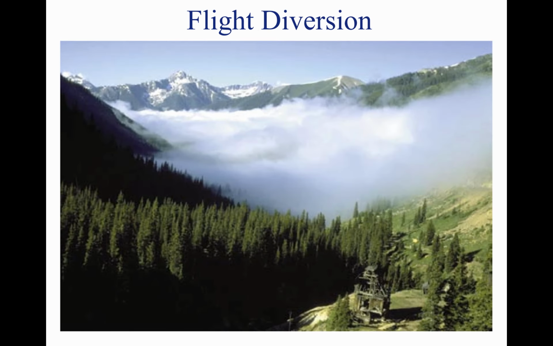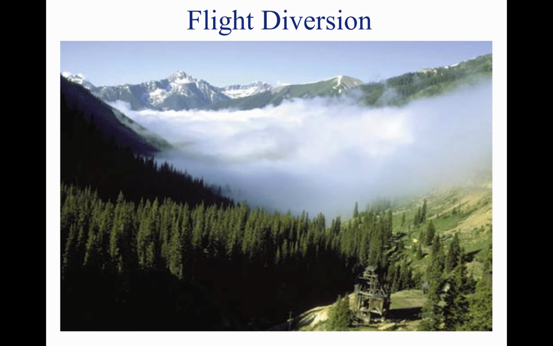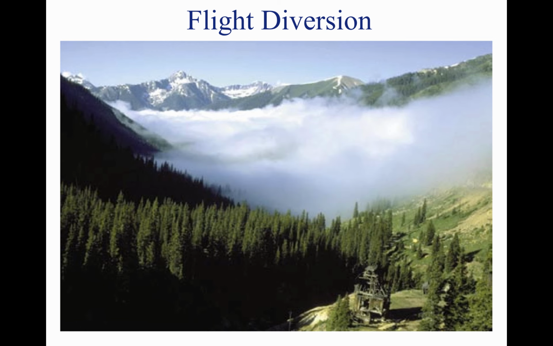Flight diversion. There probably comes a time when a pilot is not able to make it to the planned destination. This can be the result of unpredicted weather conditions, a system malfunction, or poor pre-flight planning. In any case, the pilot needs to be able to safely and efficiently divert to an alternate destination. Before any cross-country flight, check the charts for airports or suitable landing areas along or near the route of flight. Also, check for navigational aids that can be used during a diversion.